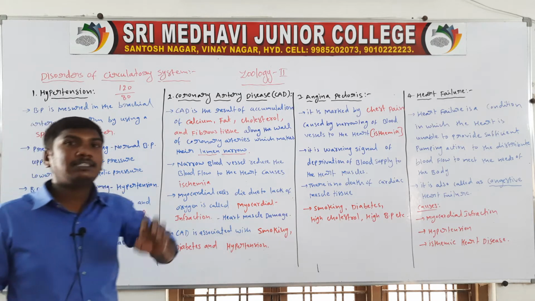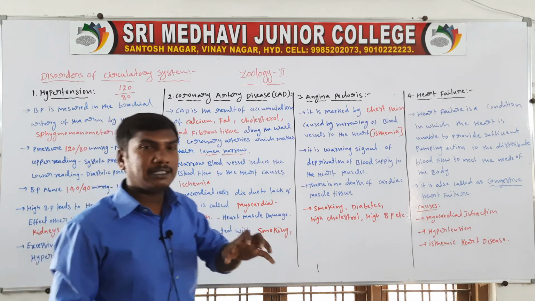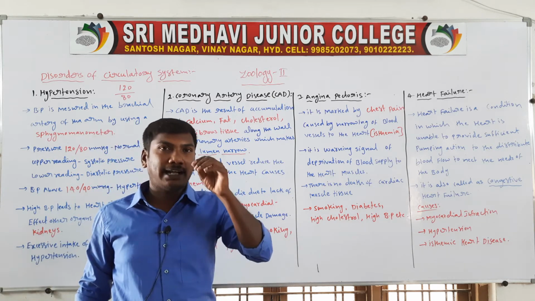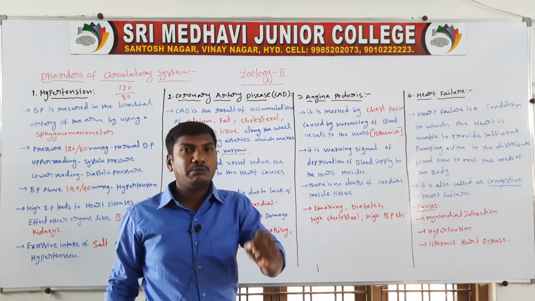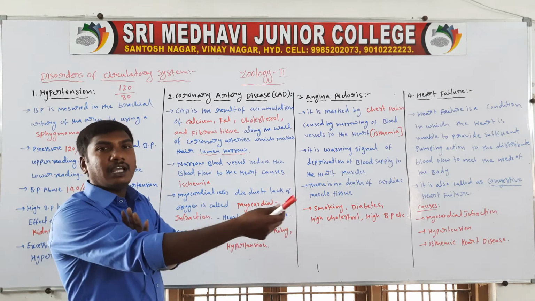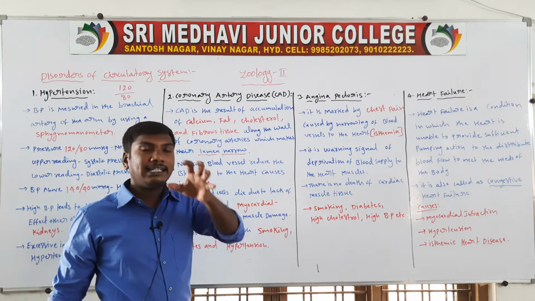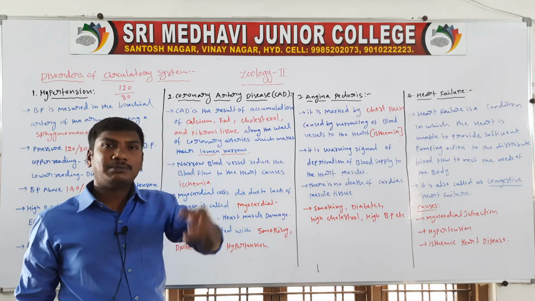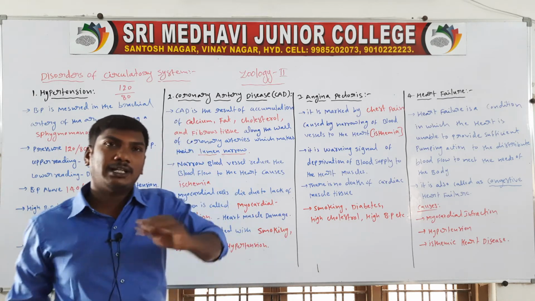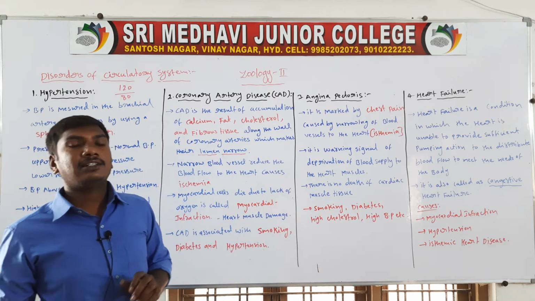Hypertension means high BP, high blood pressure. The instrument that measures blood pressure is the sphygmomanometer, used on the brachial artery of the arm to identify the blood pressure of human beings. Normal BP is 120 by 80 mmHg. The upper one indicates the systolic pressure, the lower one the diastolic pressure.